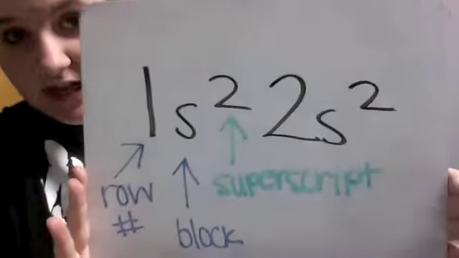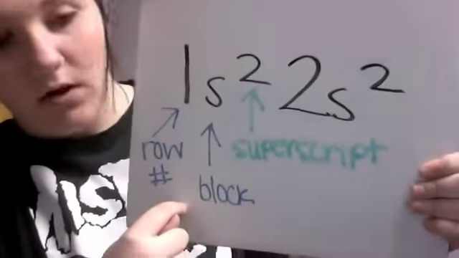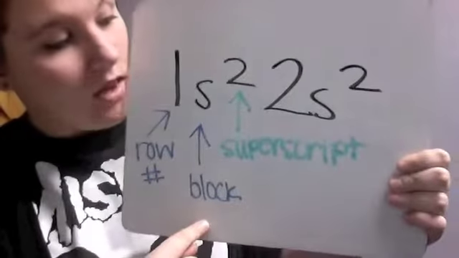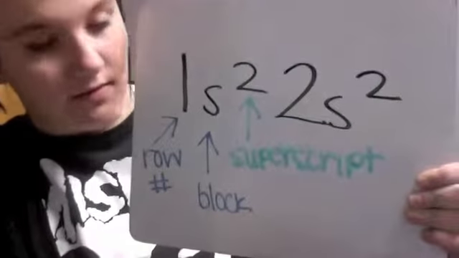Subshells are higher energy, written as a superscript. This is the basic idea of how you're going to write an electron configuration formula. This is the row number on your periodic table. This is the block in which it's located, and the superscript, what I just said the subshells are, that's that.